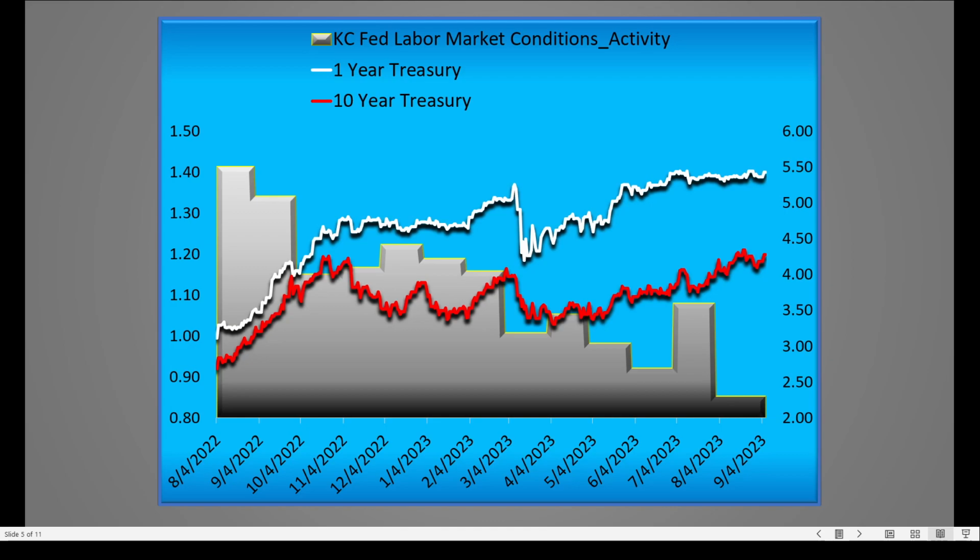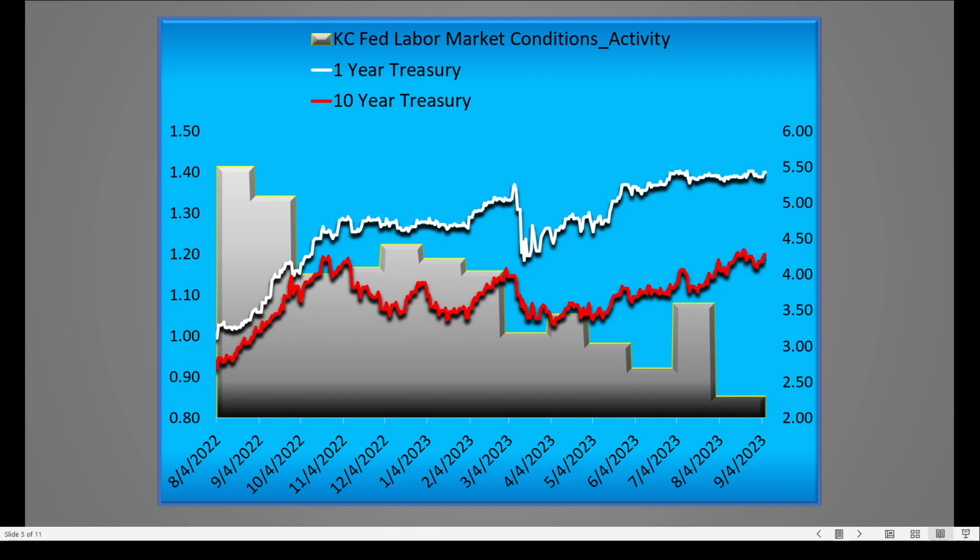Now, here's the labor market conditions indicator against the 1 and 10-year Treasury bond. The 1-year bonds in white, 10 in red. Interesting that when labor market conditions were better, we had a very narrow inverted yield curve. The inverted yield curve occurs when the 1 is above the 10. But the more dramatic the inversion, see the difference, the spread between the 1 and the 10? This coincides with weaker labor market conditions.